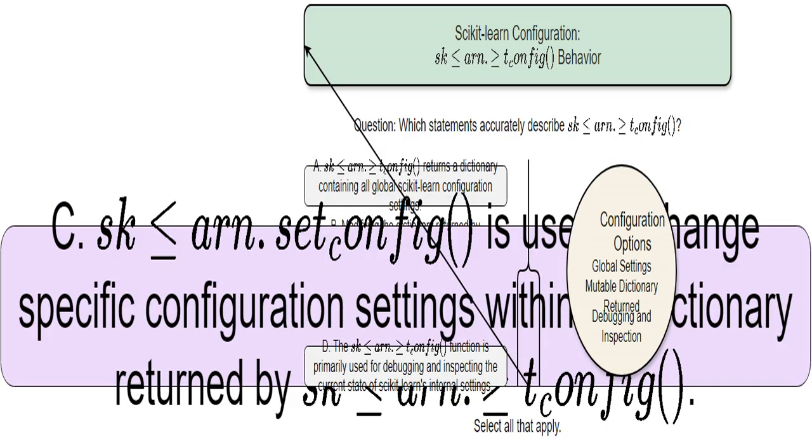This statement is also incorrect. You don't change settings by modifying the dictionary. Instead, use sklearn.set_config with specific settings you want to adjust.